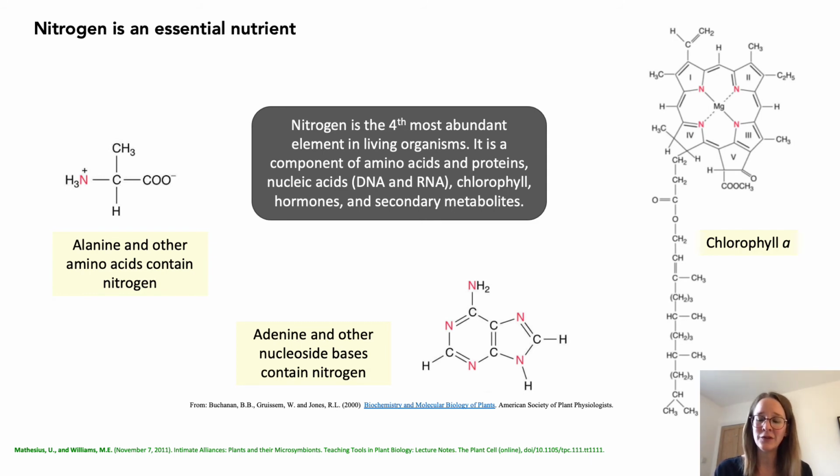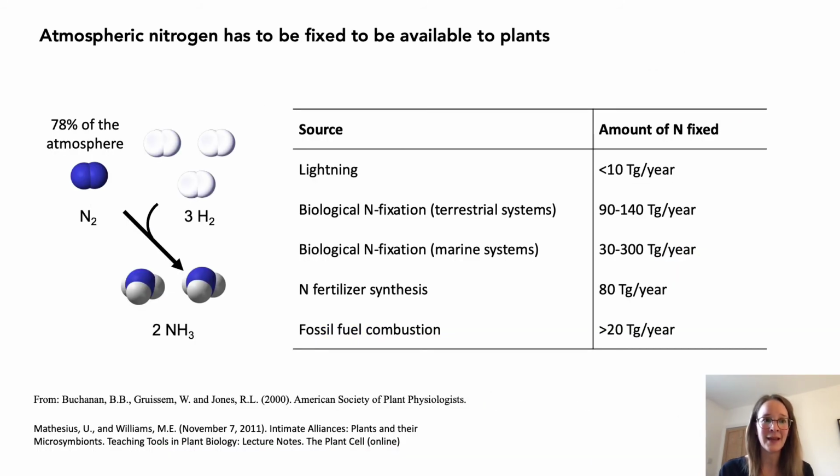And even though nitrogen is extremely abundant in the atmosphere, so 78% of the atmosphere consists of nitrogen, in this form nitrogen is not available to the plants. So before it is available, it has to be fixed. And this process requires a huge amount of energy. And there's only certain sources of nitrogen fixation.